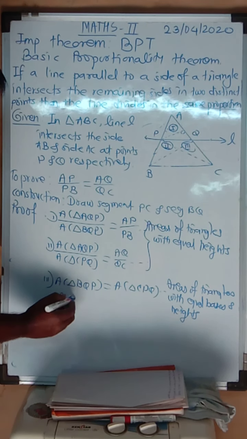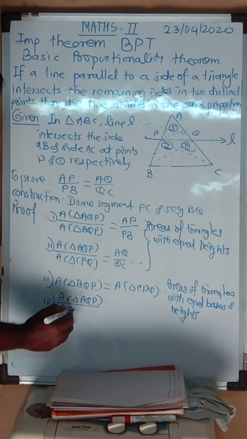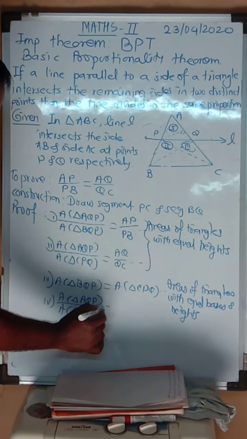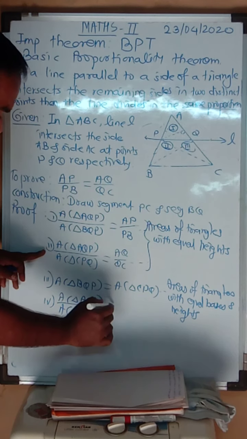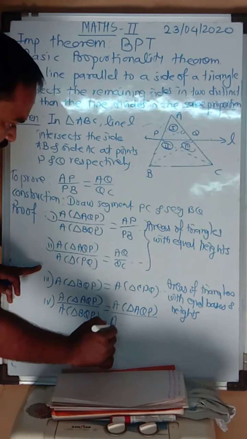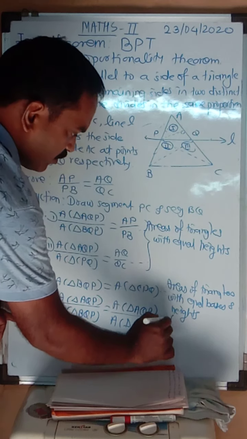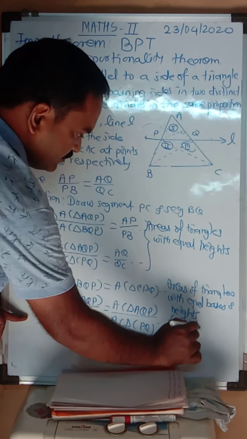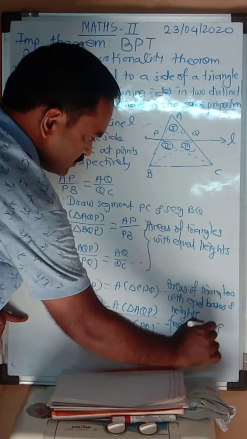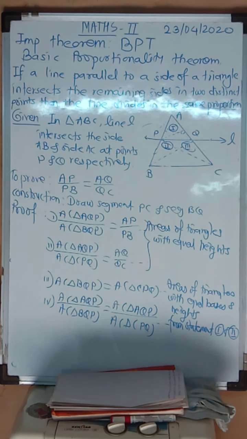Area of triangle AQP upon area of triangle BQP is equal to left side of the second statement, area of triangle AQP upon area of triangle CPQ. Reason for this is from statement first and second. In first and second, we had proved that left side of statement first and left side of statement second are equal.